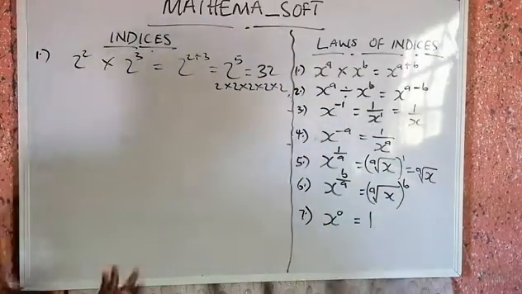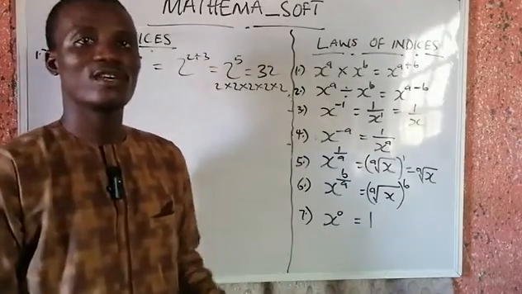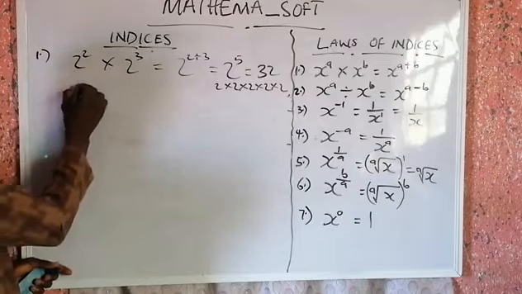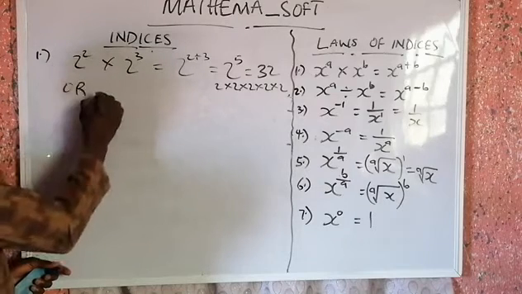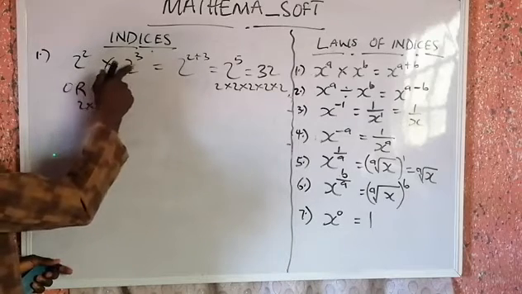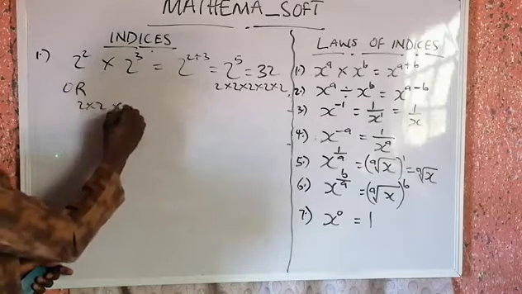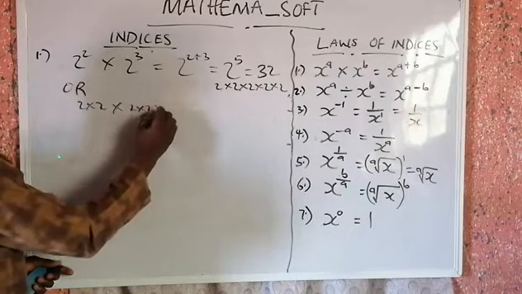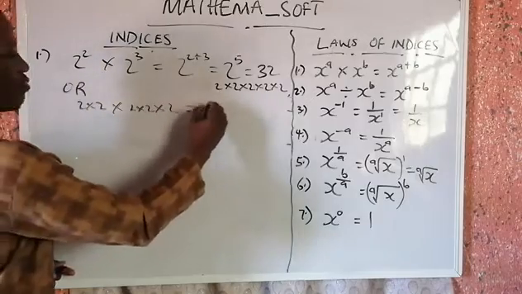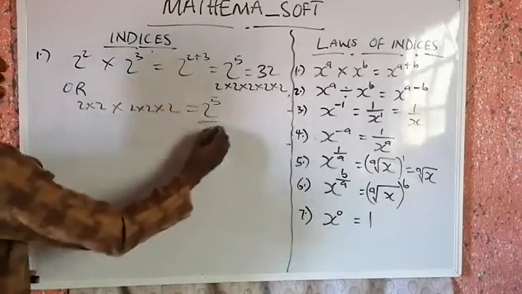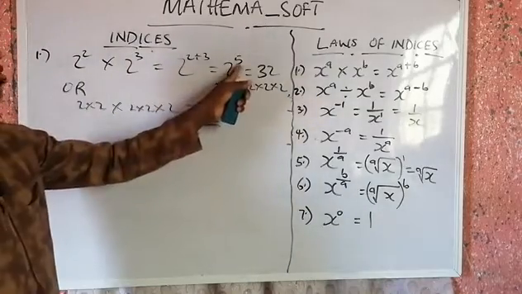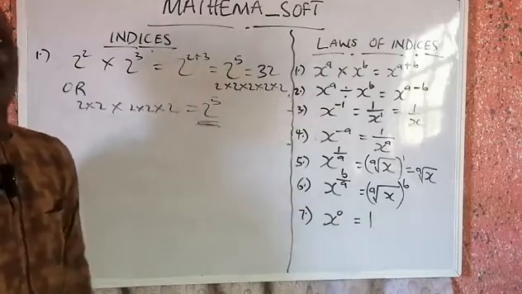What if I want to do this not in index form? Let's do it the way we understand in mathematics. The way you understand in mathematics will definitely be that, for 2 raised to the power of 2, you will say 2 times 2, okay? And 2 raised to the power of 3, that will be 2 times 2 times 2. How many 2s? 1, 2, 3, 4, 5. That will give me 2 raised to the power of 5. You can see that if we do it with direct knowledge of mathematics, definitely we are still going to have 2 raised to the power 5 that we have here.